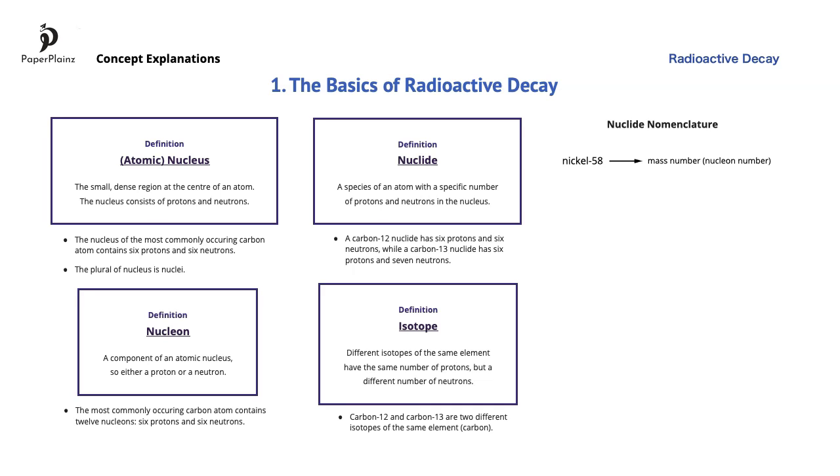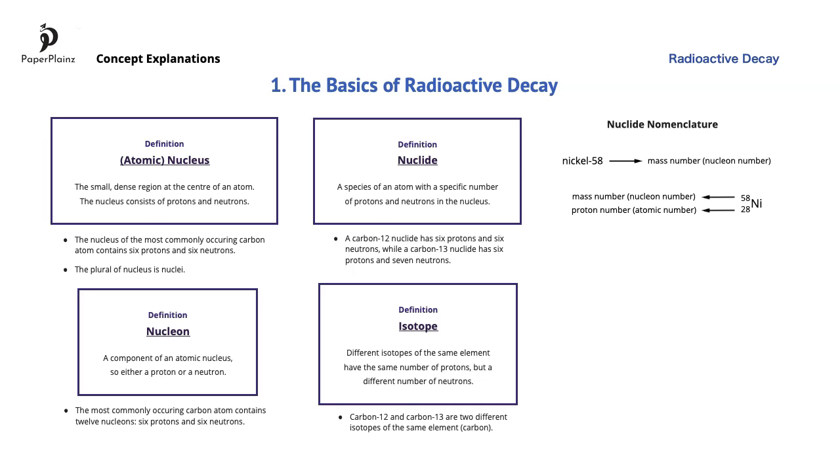We can also denote nickel-58 like this. Here we have a bit more information. 58 still denotes the mass number or nucleon number, while 28 shows the proton number or atomic number. The difference between 58 and 28 is 30, which means that there are 30 neutrons in the nucleus.